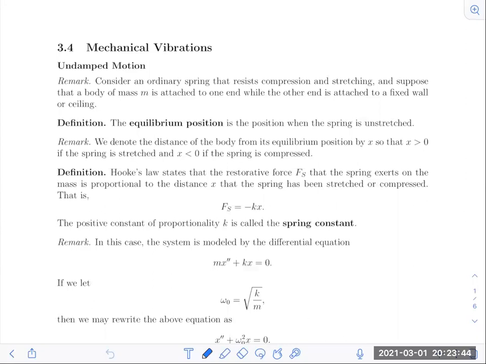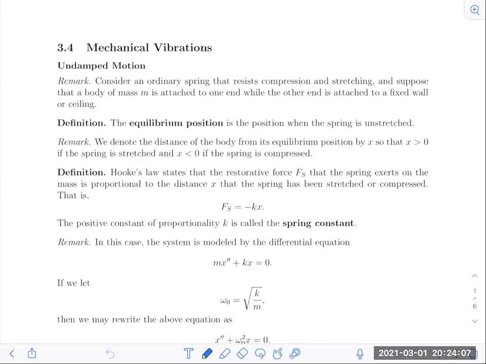So I have a remark here. Consider an ordinary spring that resists compression and stretching, and suppose that a body of mass m is attached to one end, while the other end is attached to a fixed wall or ceiling. So this spring, again, can be hanging from a ceiling, or it can be pushed up against a wall, compressed, and then released in the opposite direction.